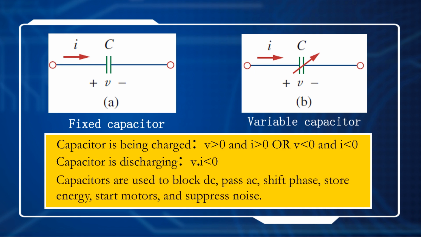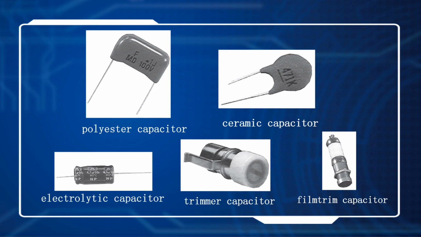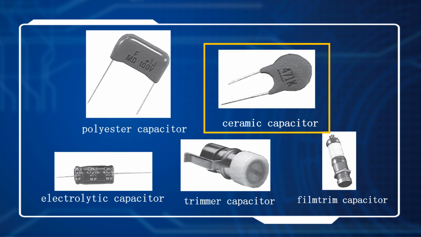Capacitors are used to block DC and pass AC. DC means direct current, and AC means alternating current. Capacitors are also used to shift phase, store energy, start motors, and suppress noise. Those are the graphs of real capacitors. The first one is a polyester capacitor. The second one is a ceramic capacitor.